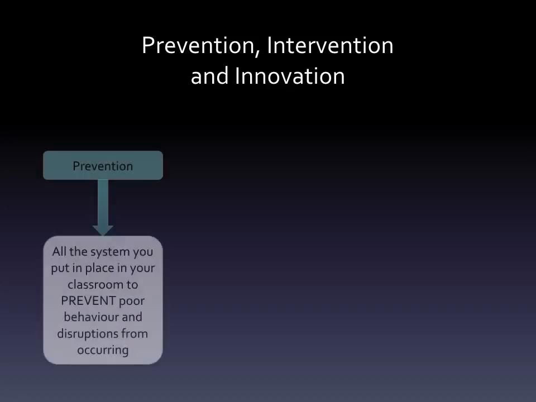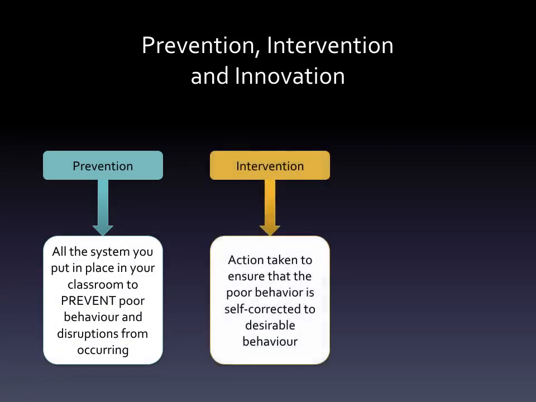When it comes to deciding on your discipline strategy for your class, it is important to remember that there are three elements to consider. Firstly, there is prevention. And these are the systems that you put in place in your classroom to prevent poor behavior and disruptions from occurring. Secondly is intervention. And these are the strategies or actions taken to ensure that the poor behavior is acknowledged and self-corrected by the learner.